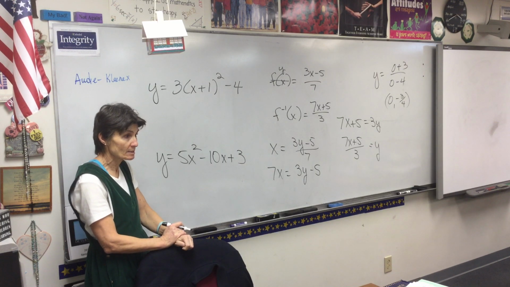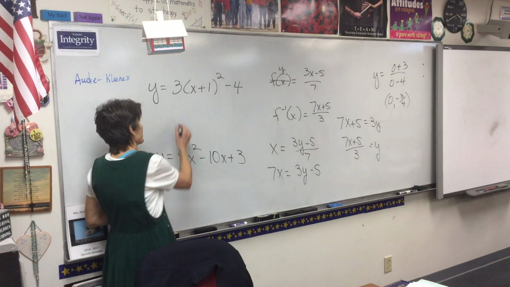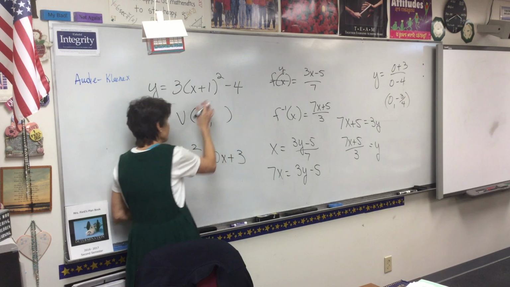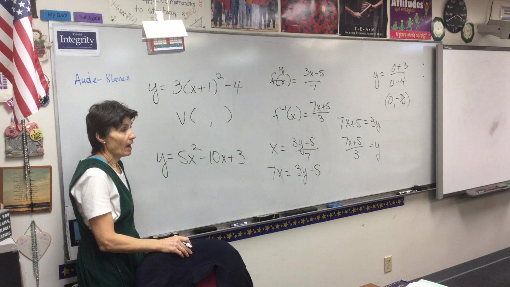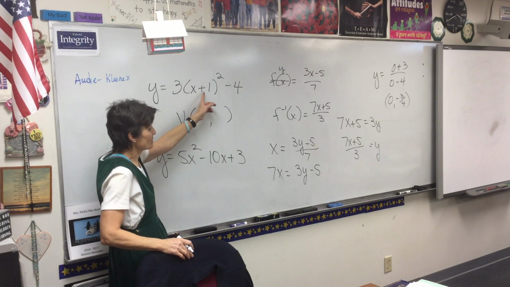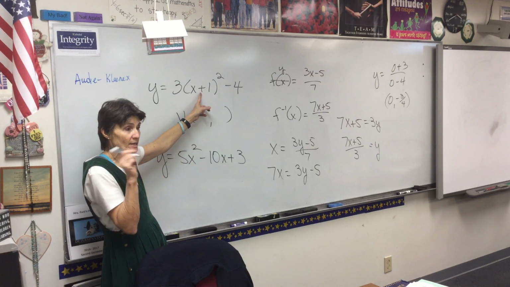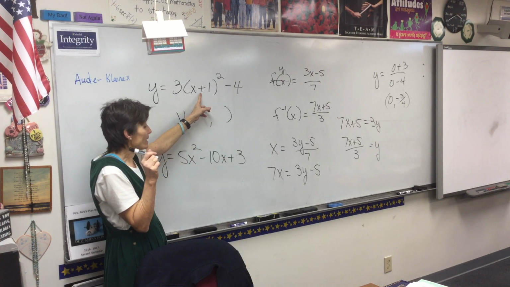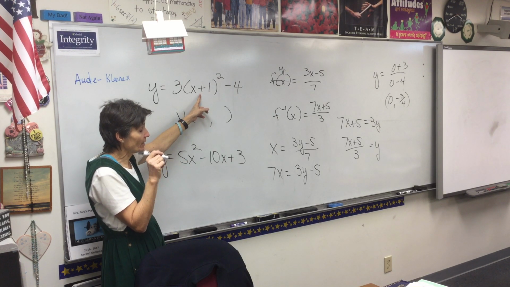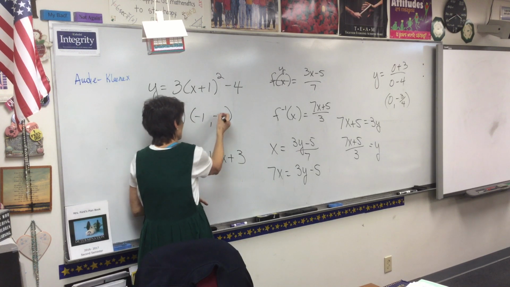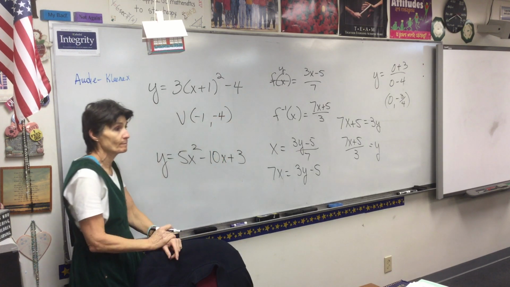Those are parabolas. If the equation happens to be in this form, then the vertex is a no-brainer. I know that this parabola has been shifted 1 unit to the left and 4 units down. So if I take it 1 unit left and 4 units down, isn't its vertex at -1, -4?